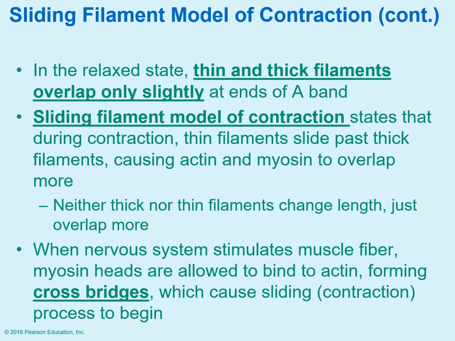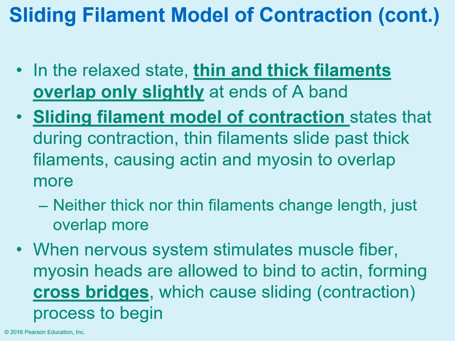The sliding filament model for contraction basically states that during contraction, that area of overlap extends. So is your thick filament getting longer? Is your thin filament getting longer? No, it's not. It's just the overlap between them. In a relaxed state it's a very small, slight overlap, but when the muscle contracts, that overlap area gets much larger.